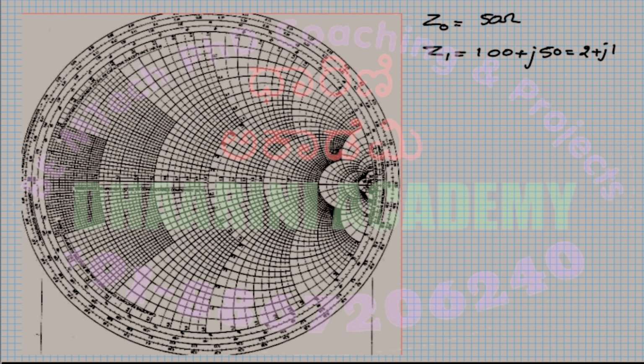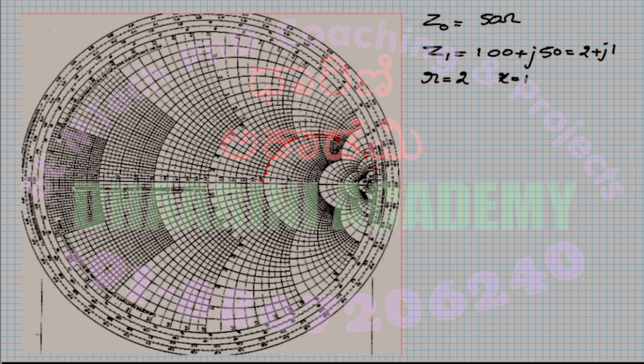Okay. So this means the value of small r is equal to 2. I'll write clearly now. The value of the constant r circle is equal to 2 and the value of constant x circle is equal to 1. So I need to find out where the constant r equal to 2 circle is. As we know, this is the r equal to 2 circle.